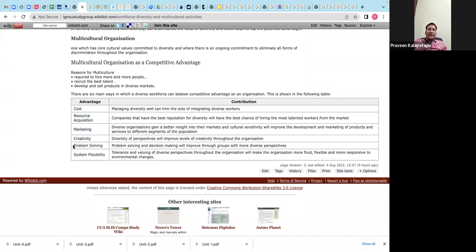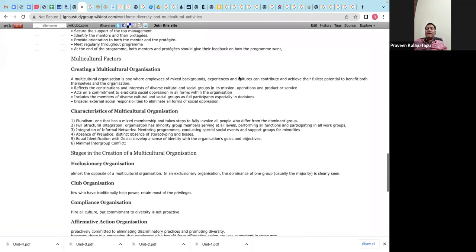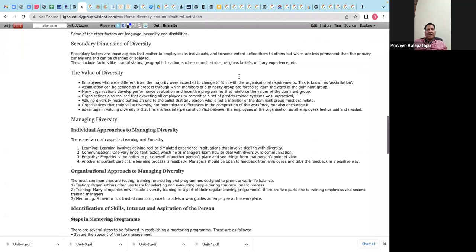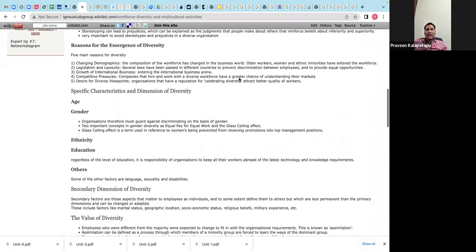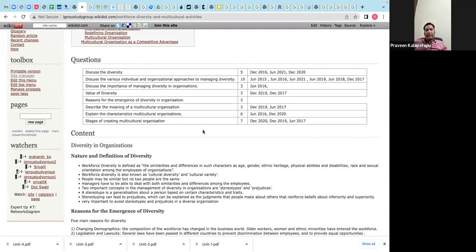Creativity, you are bringing various perspectives onto the table. Problem solving, you are having more diverse perspectives, which means you have more heads which can solve complex problems. Next is system flexibility. Tolerance, cultural aspects, empathy, a lot is built into the organization. Hence, your system is more flexible and tolerant in nature. So these are some of the advantages of multicultural organizations. So this ends unit 3 of block 2.